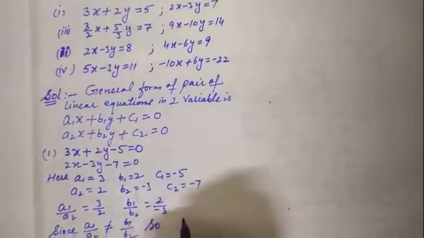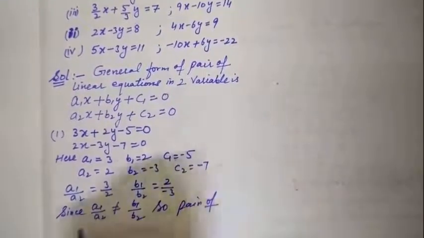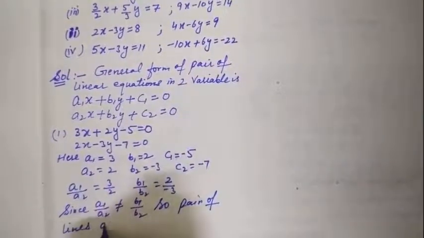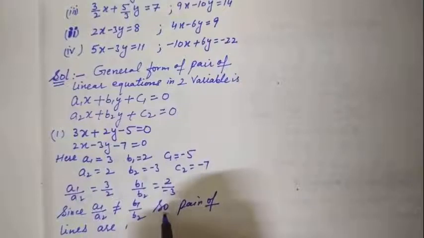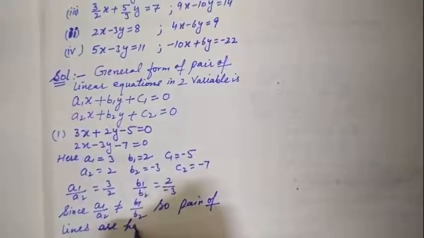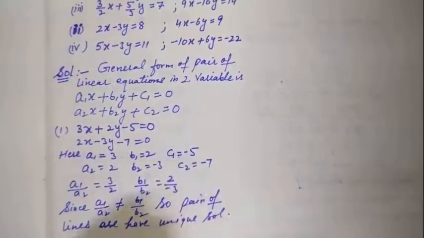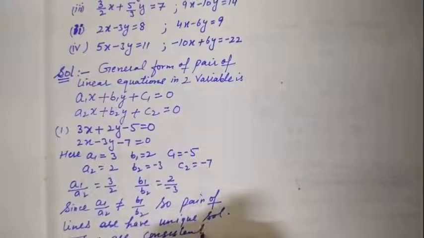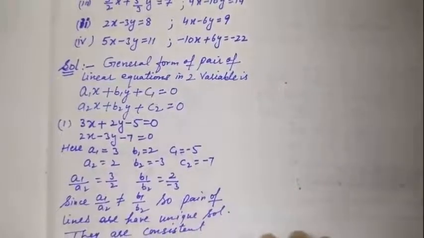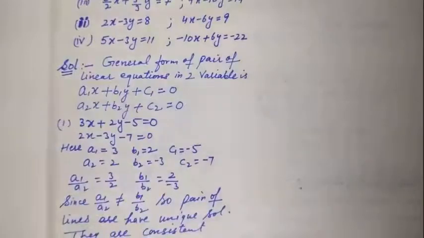So we write: pair of lines are intersecting, or you can write pair of lines have one unique solution, so they are consistent. If a pair of lines has one solution or many solutions, we say it is consistent, and if there is no solution, then it is called an inconsistent pair of linear equations.